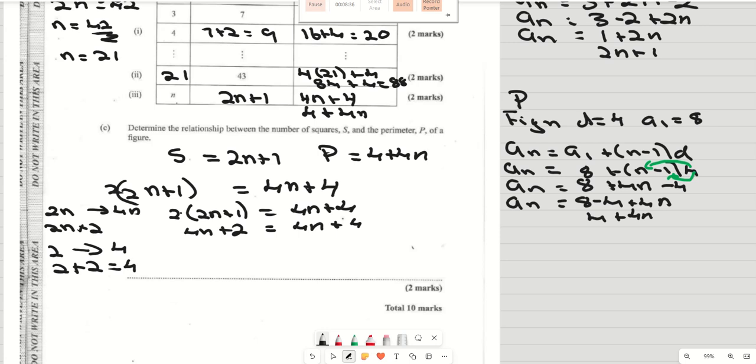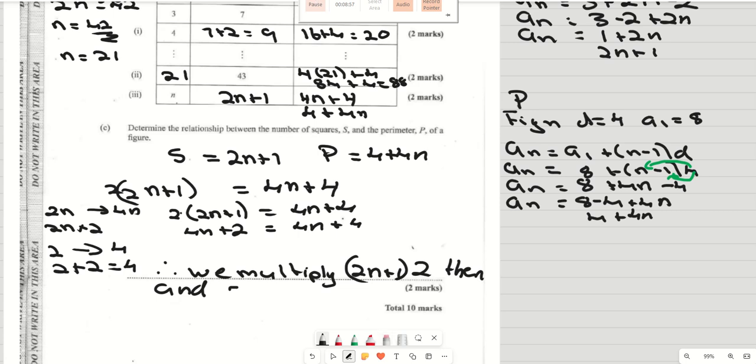So what would be the relationship? You would say, therefore, we multiply 2n plus 1 by 2, then add a constant of 2. And that is how you would do this question, right?